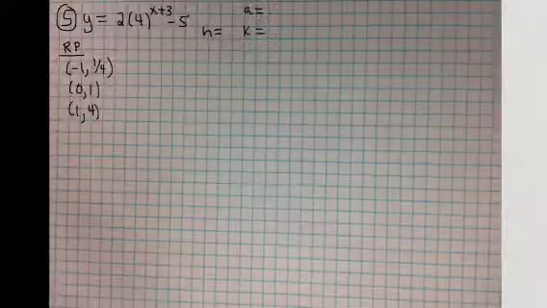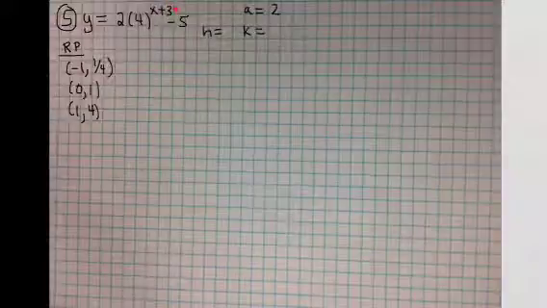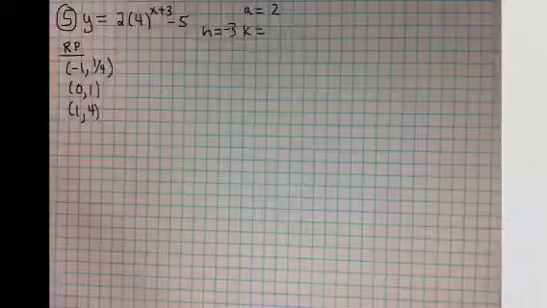The a value is 2, again, and the a comes from here. The h value is negative 3, and why is it negative 3? Because it's the opposite of what we see up here. This is x minus h, so h happens to be negative 3. And k, that comes from here, negative 5.